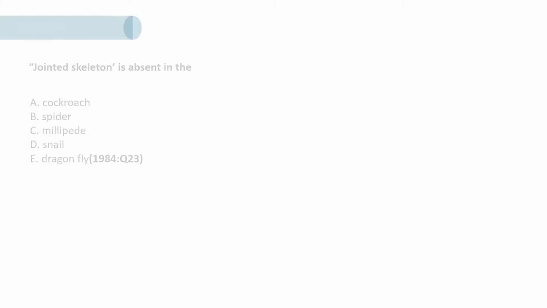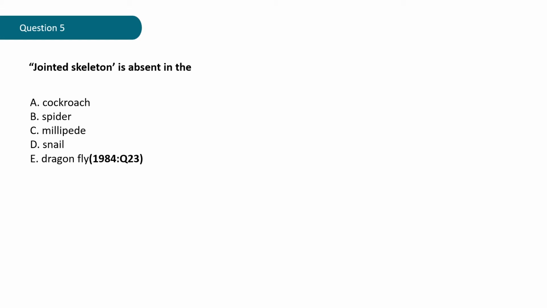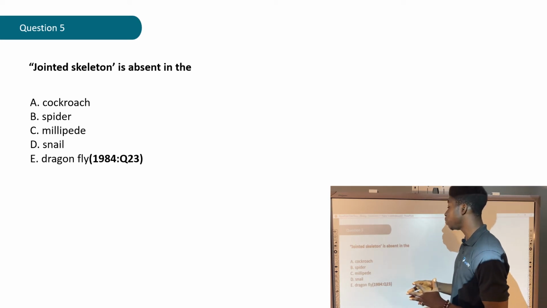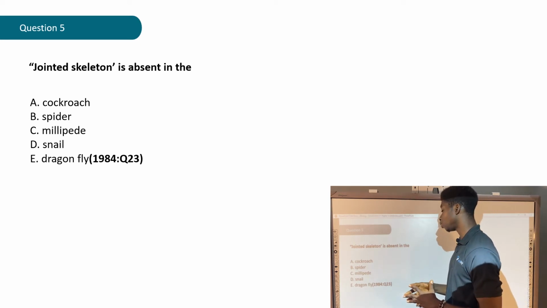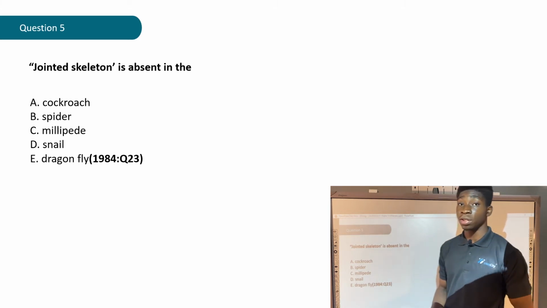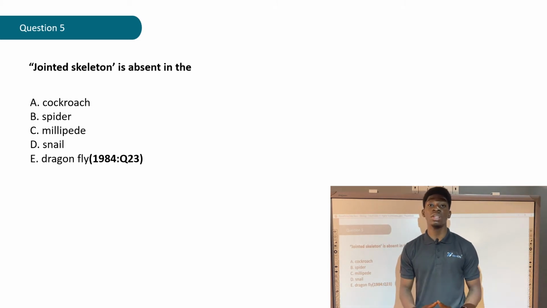Question 5. Jointed skeleton is absent in the A, cockroach, B, spider, C, millipede, D, snail, E, dragonfly. That question is gotten from the year 1984, question 23. Why not give that a try?